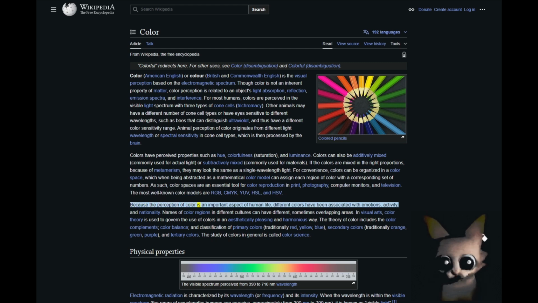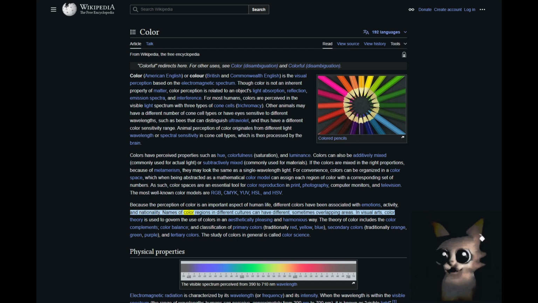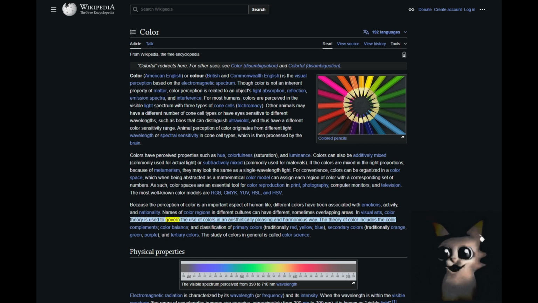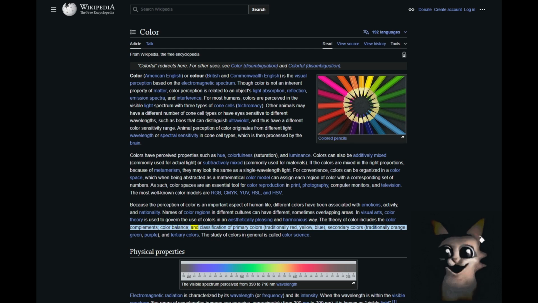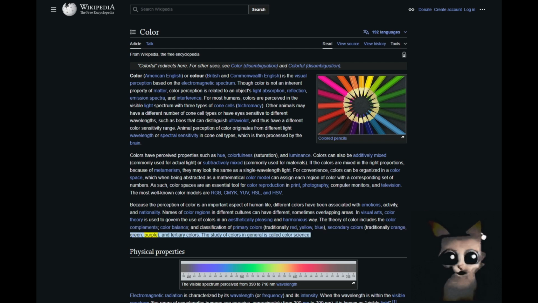Because the perception of color is an important aspect of human life, different colors have been associated with emotions, activity, and nationality. Names of color regions in different cultures can have different, sometimes overlapping areas. In visual arts, color theory is used to govern the use of colors in an aesthetically pleasing and harmonious way. The theory of color includes the color complements, color balance, and classification of primary colors, traditionally red, yellow, blue, secondary colors, traditionally orange, green, purple, and tertiary colors. The study of colors in general is called color science.